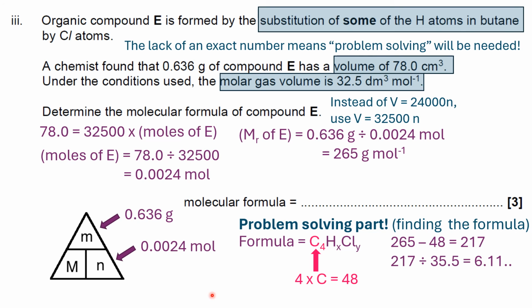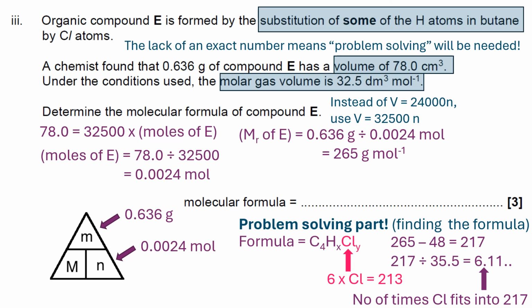The next thing to work out is how many chlorines will fit into that. So you divide 217 by 35.5 and you get a long number, 6.11. I put dot dot to show you the truncated version here. Now obviously you can't have 6.11 chlorine atoms, so we're going to go with 6 chlorine atoms. So 6 chlorine atoms gives you 213. So that means you've got a little bit of space left to put in hydrogens. So the formula must be C4H4Cl6.